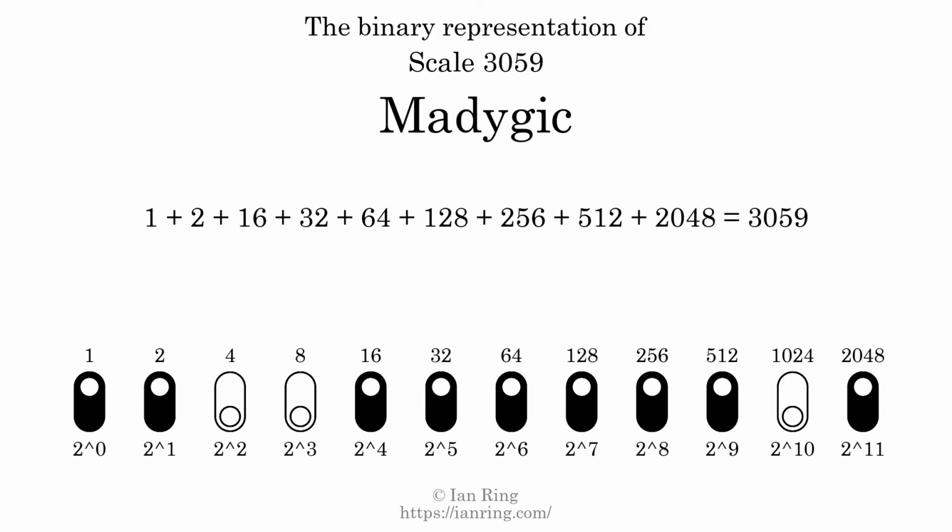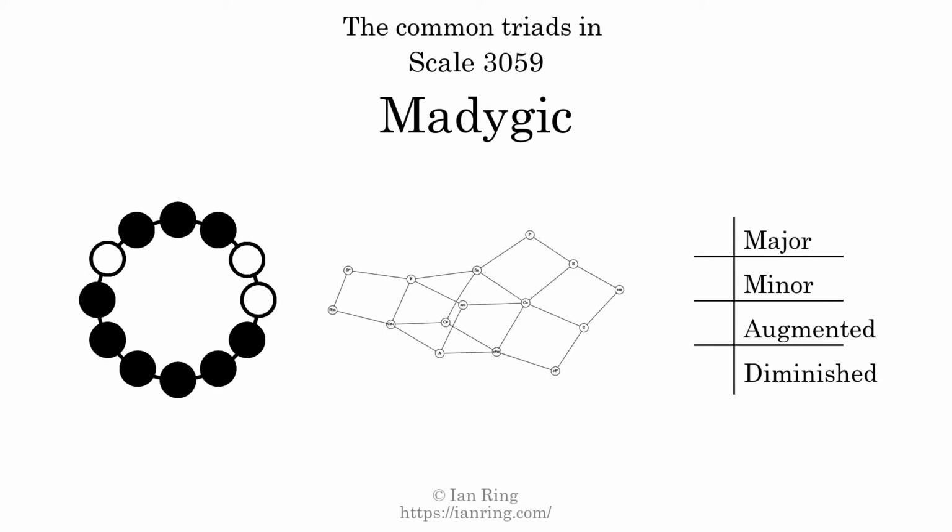The scale number not only enumerates the scale with a unique index, but it also literally describes the tonal content of the scale. Represented as a binary number in base 2, the scale number is 101111110011. Here are the common triads present in this scale. The diagram in the center is a graph of parsimonious voice leading between triads.